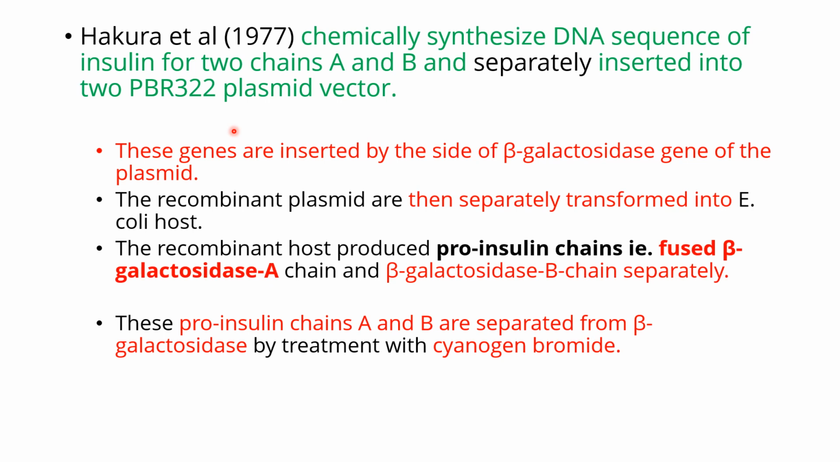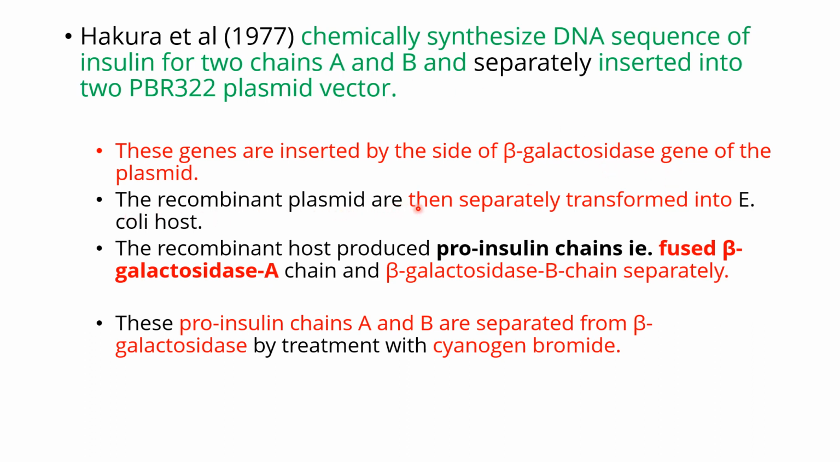So we have the gene that codes for the A chain and that which codes for the B chain. Then they are separately introduced into these pBR plasmid vectors. So it means one vector is going to produce the A chain, one vector is going to produce the B chain, and then later on they can be joined. The genes are inserted by the side of the beta galactosidase gene of the plasmid. So this plasmid also contains a gene which codes for this enzyme, and next to this gene is where the gene which codes for your A or the B chain is inserted.